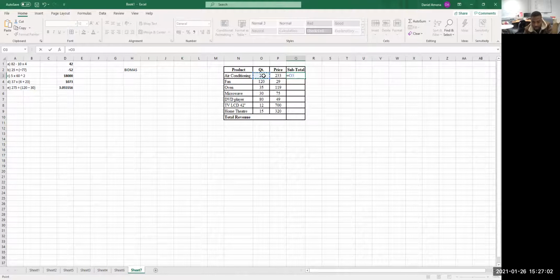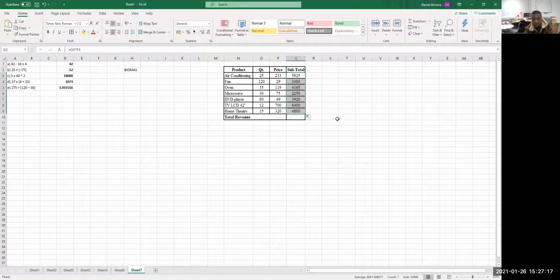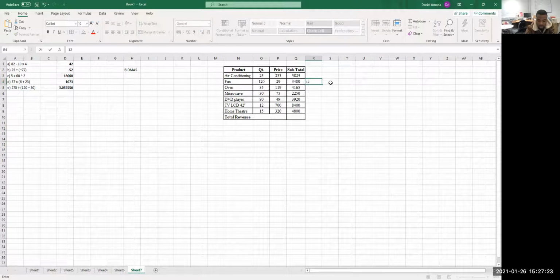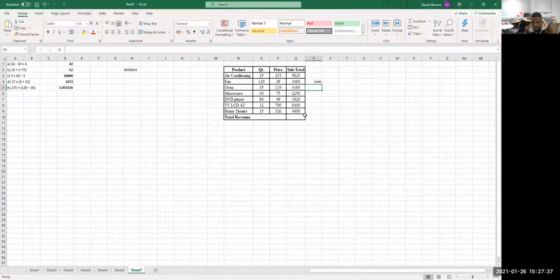You click on this box times this box, and that's your answer. You click on that small thing and draw it down, and it gives you all of them. So 120, oh, I have to put the equal to sign, I forgot to, times 29. We have the same amount. Since we've done it, we've told Excel to do the same, and that's why drawing it down gives us the same answer. So this is actually the question, the total revenue.